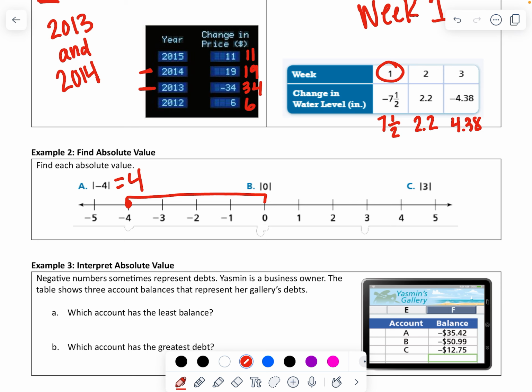Now, the distance from 0 to 0 is just 0. And remember, 0 cannot be positive or negative. It's just 0. So the absolute value of 0 is just 0. And then the absolute value of +3, which starts there, well, the distance from 3 to 0 on a number line is just 3. So it would be a +3, because that's the distance from 0. Remember, it's not the opposite. If we're talking about absolute value, it's always positive.